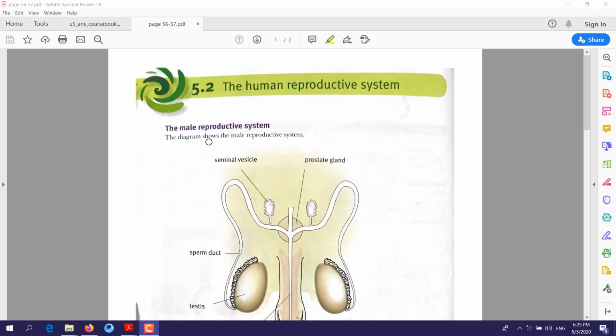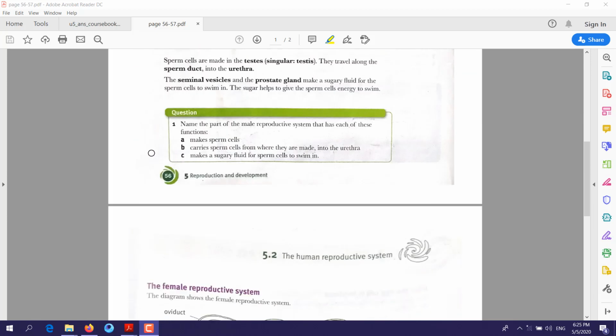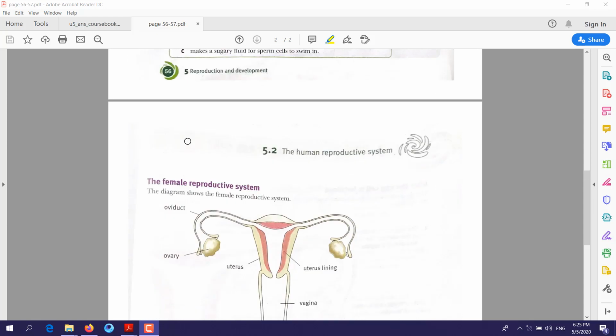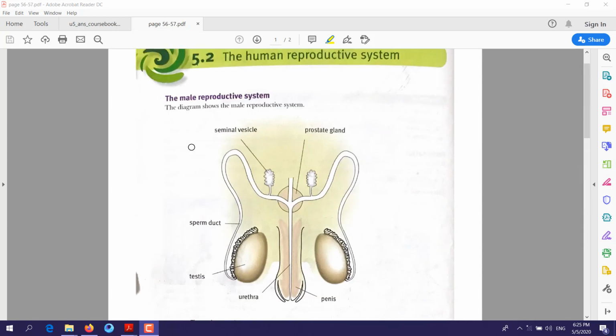In this lesson, we will talk about the human reproductive systems in both male and female. We will see what the parts of each reproductive system are, and what the function of each part is. Firstly, we will start with the male reproductive system.